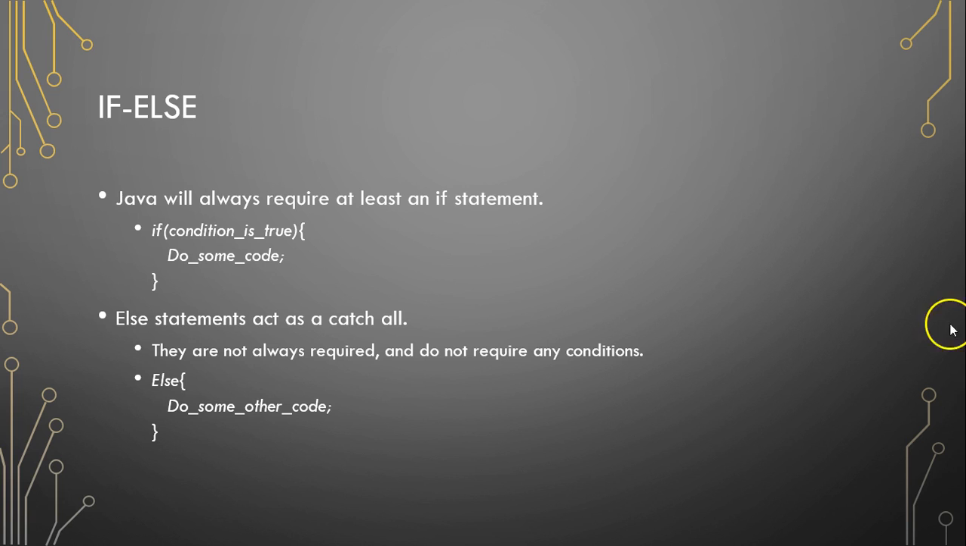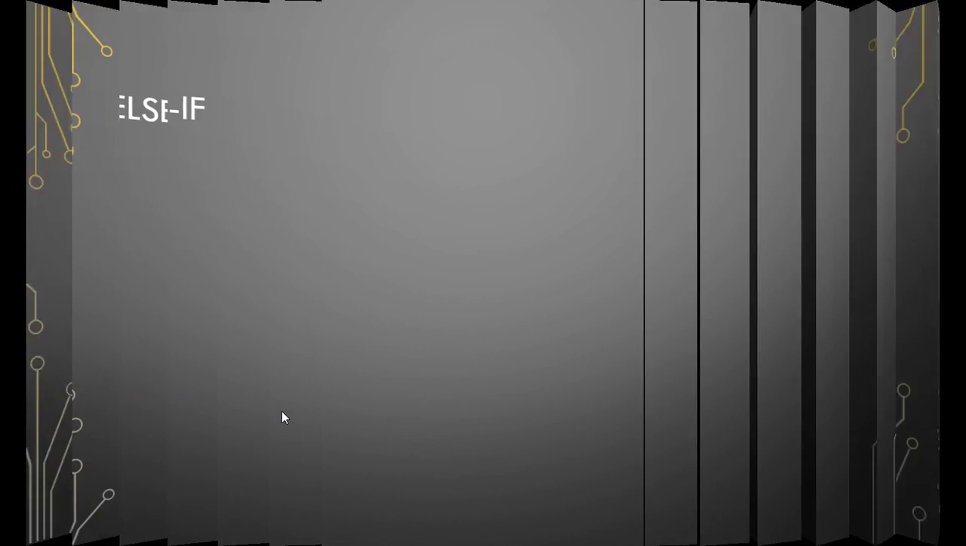You'll notice with Java, with our if, we have parentheses here that contain some kind of conditional. With else, there are no parentheses, and it doesn't contain any conditional. It pretty much just acts as a catch-all. So you have your if, then you have your else, and the else will be your catch-all to do whatever corresponding other code you have.